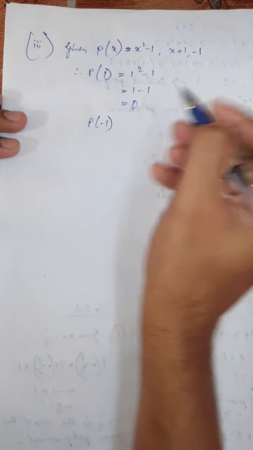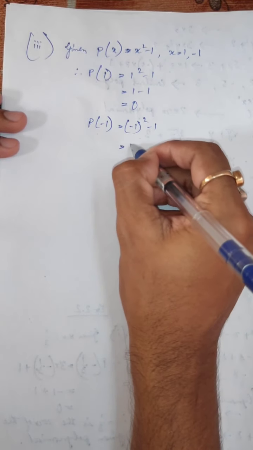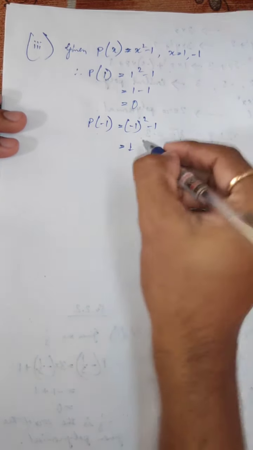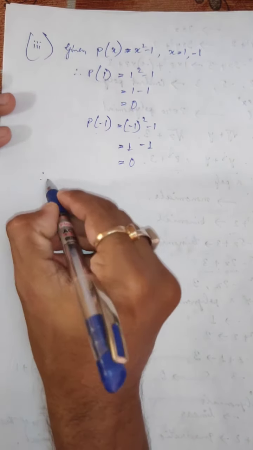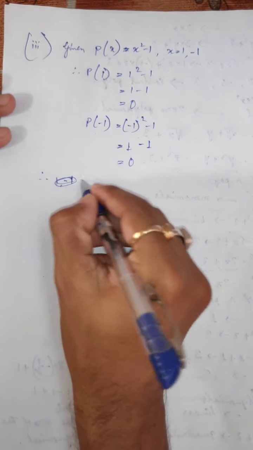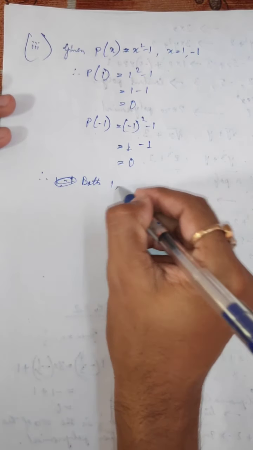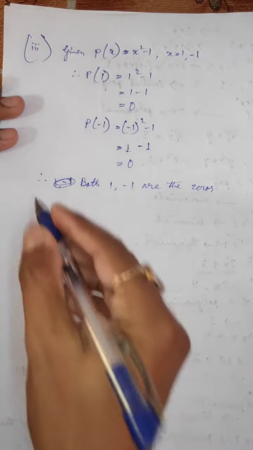Next p of minus 1. So minus 1 whole square minus 1. The square of minus 1 is again 1. So 1 minus 1 is 0. See, in both the cases the values of the polynomial are 0. So both 1 comma minus 1 are the zeros of the given polynomial. This way we have to verify the zeros of the polynomials. So you can do the rest.